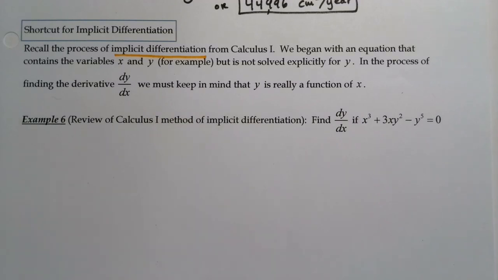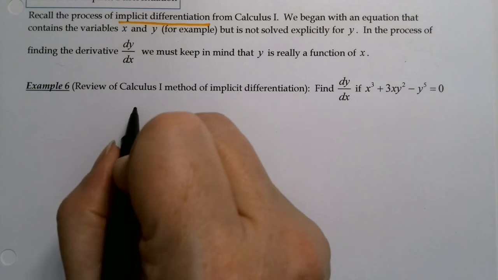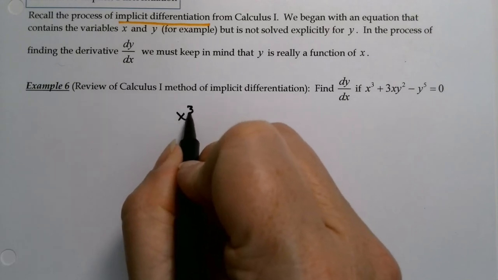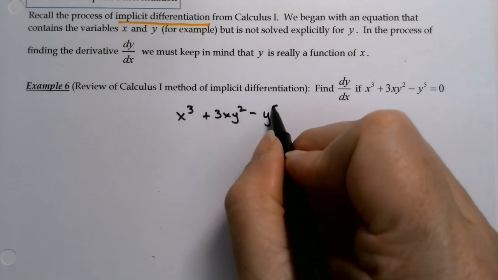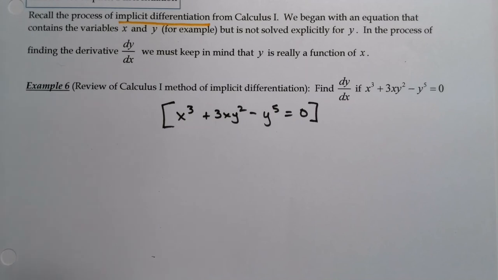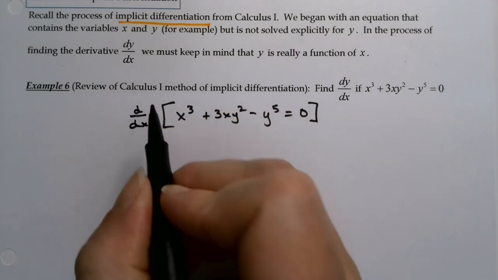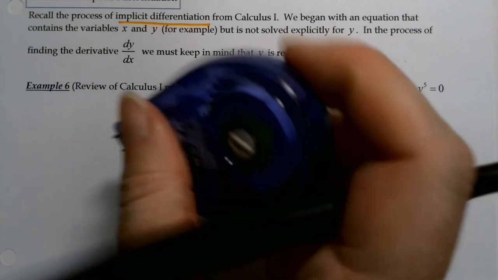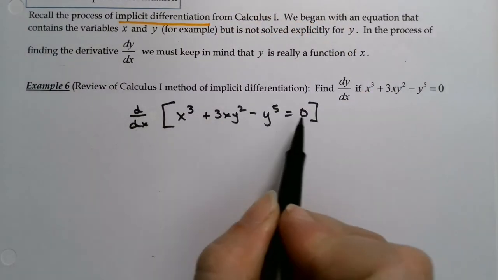All right, so let's do that, shall we? Let's practice some Calculus 1. So you take your equation, x cubed plus 3xy squared minus y to the 5th equals 0. And what you do is you take the derivative of both sides with respect to x. So you say, all right, I'm going to take d over dx of this whole thing. This is an operator, right? I shouldn't put a dot there. It's not multiplied. You're taking the derivative with respect to x of every piece of this.